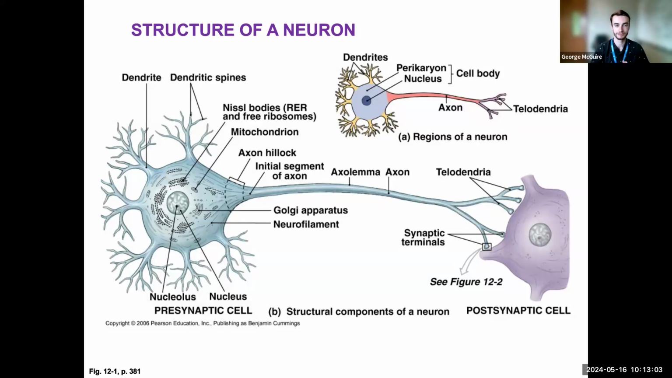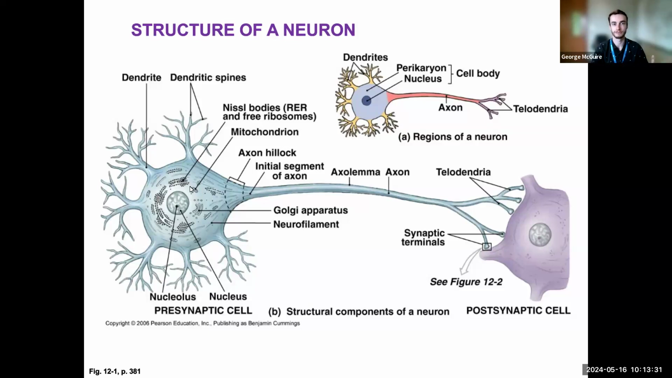We have our nucleus with all the DNA of the neuron. We have our Golgi apparati, our endoplasmic reticulums. We have smooth and rough ER. And neurons have this unique structure called a Nissl body, or multiple Nissl bodies, which are rough endoplasmic reticulum that are not directly integrated with the nuclear envelope of the nucleus.